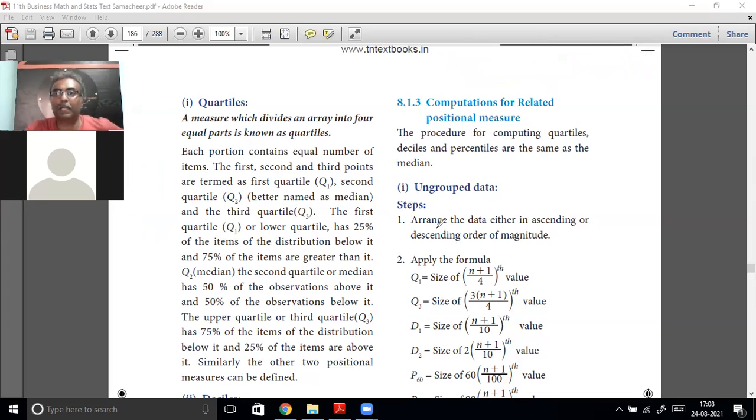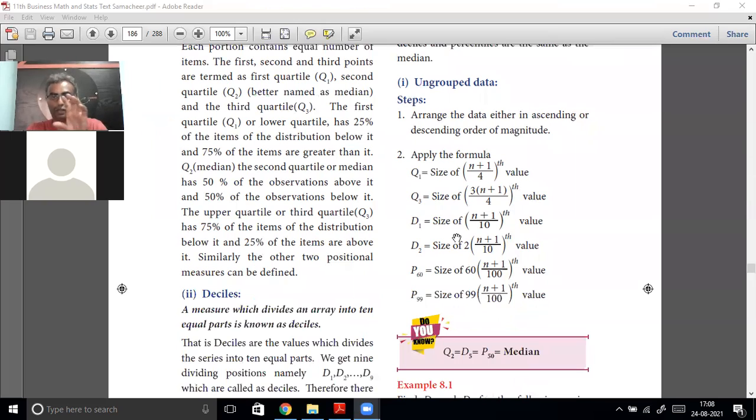Okay, now let us take ungrouped data and we will see how to get the median, how to get the quartile, how to get Q1, Q3, Q2. Okay, Q1 is equal to n plus 1... See, suppose the array is having 10 data. Okay.